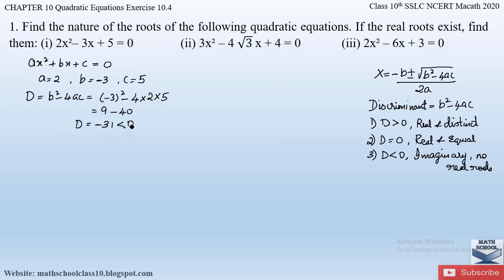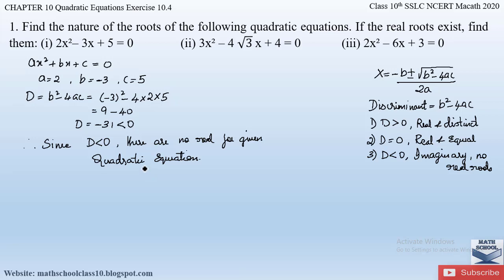Since there are no real roots here, we will not further substitute in the quadratic formula to find the roots. Therefore, let us write down: since D is less than 0, there are no real roots for the given quadratic equation. Okay, so now moving ahead to the second part of question number 1.